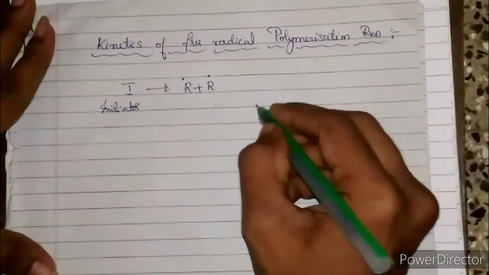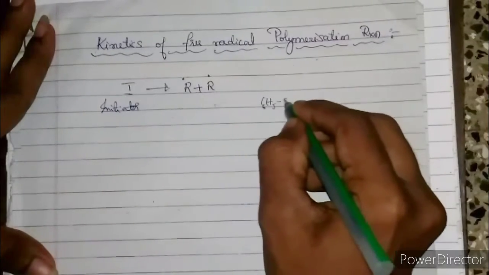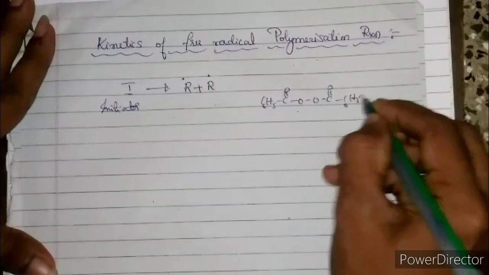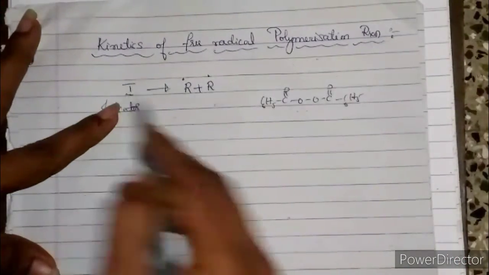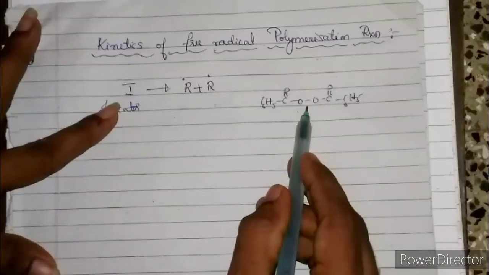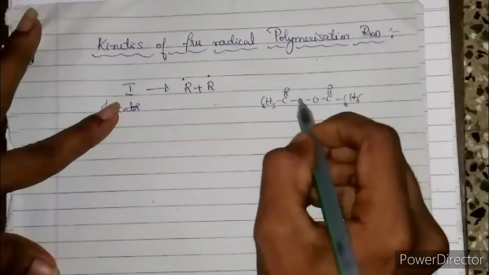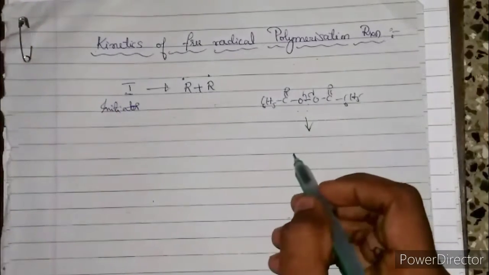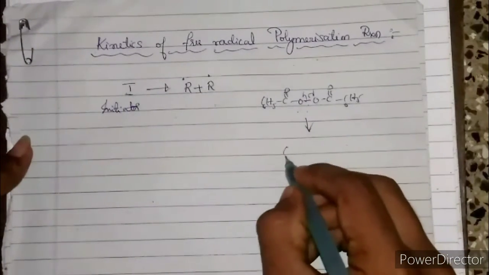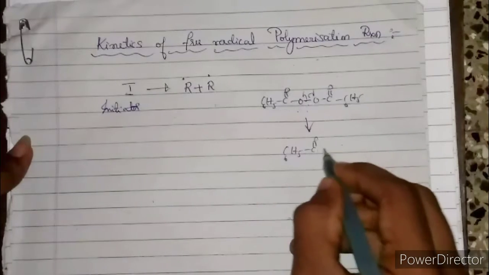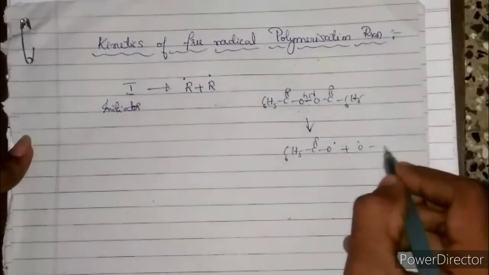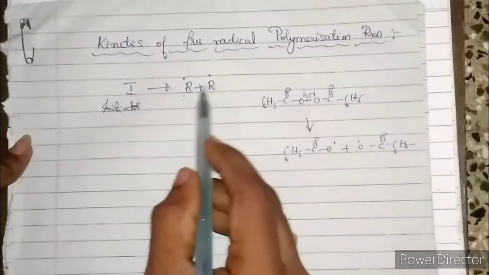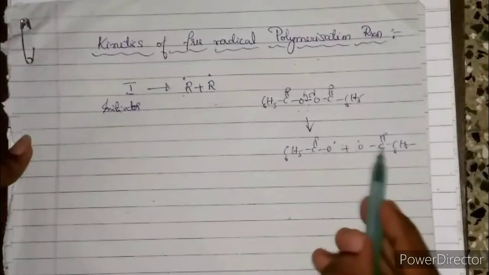The benzoyl peroxide structure is C6H5, C double bond O, O, O, C double bond O, C6H5. This is our I, the initiator, benzoyl peroxide. It undergoes homolytic cleavage. Whenever it undergoes homolytic cleavage, how many free radicals do you obtain? You will get 2 free radicals of similar kind. So this is what you get, C6H5 radical. That is why I wrote 2R free radicals, because these are the same.